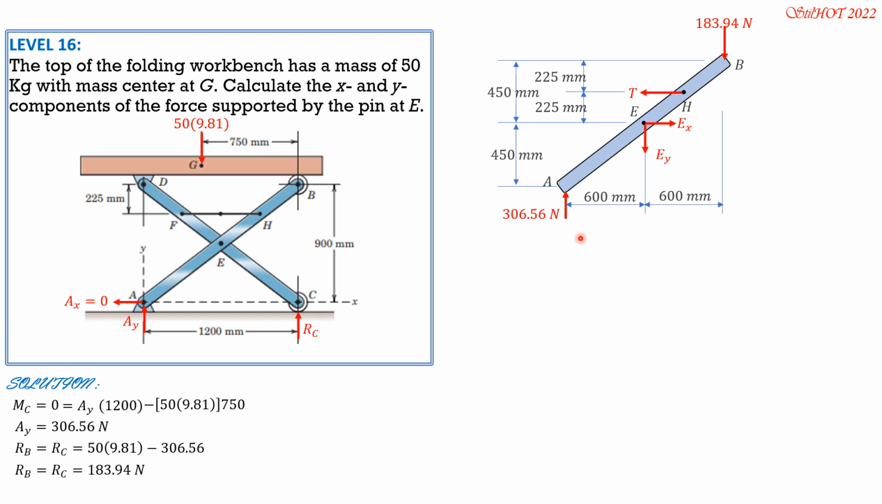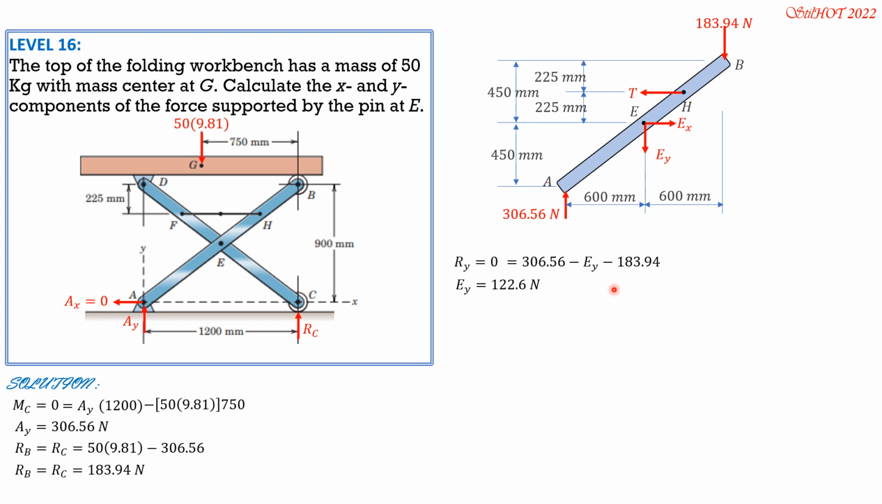Then we put the reactions at A and at B. So we can solve now the tension if we set moment at E to 0. We can also solve EY if we set summation of Y equals 0. So let's begin with summation of Y equals 0. So we have 0 equals 306.56 minus EY minus 183.94. So from here we can solve E sub Y, which is 122.6 newtons.